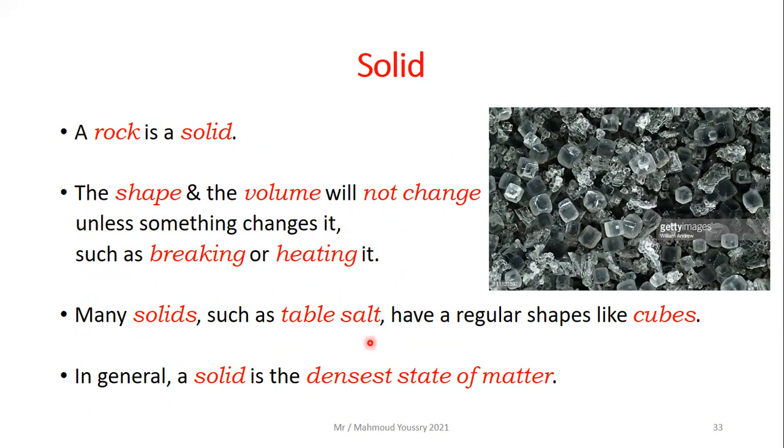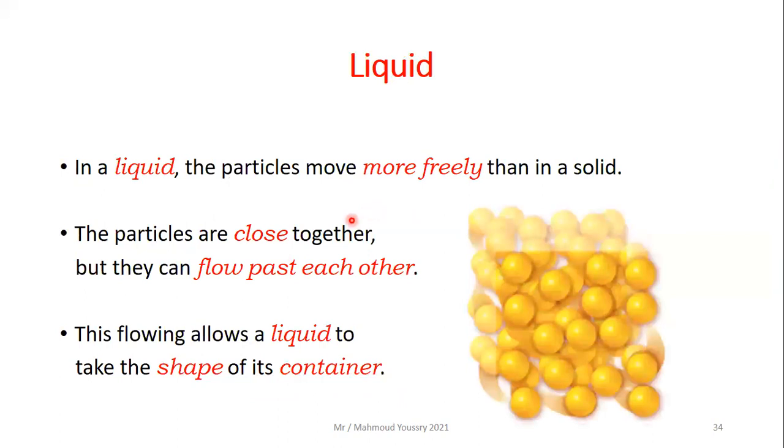Many solids, such as table salt, the one that you can see in the picture, which is the salt that we add to our food, have regular shapes like cubes. As you can see, these are the cubes of table salt. In general, a solid is the densest state of matter, which means it has the most density. Okay, then let's move on to liquids.